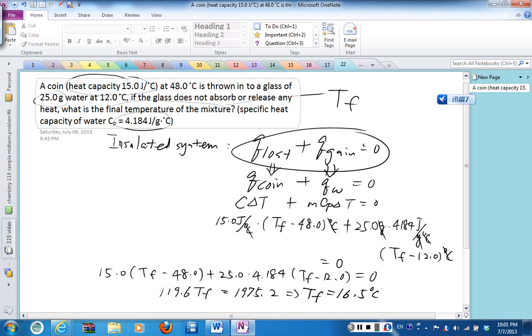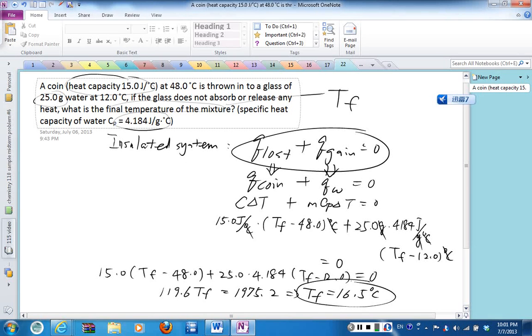So once you throw this 48 degrees Celsius coin into the cup of water at 12 degrees Celsius, the coin would lose heat, and its temperature goes all the way down to 16.5. And for water, after absorbing the heat released by the coin, the temperature would increase and go all the way up to 16.5 as well. And 16.5 is our final temperature of the mixture.